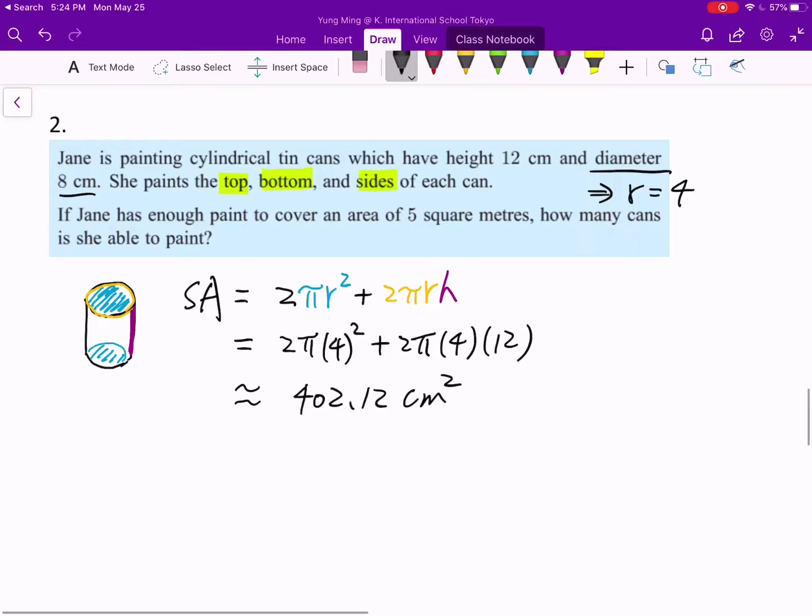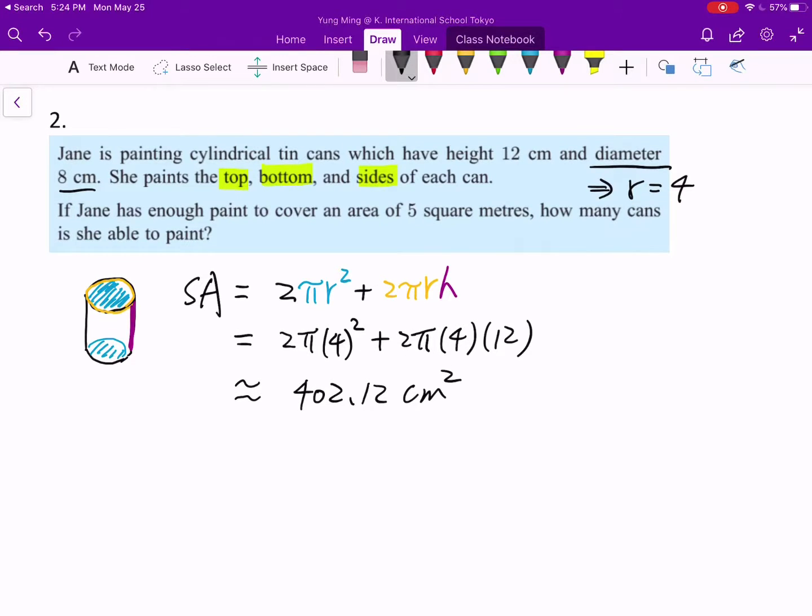But that's not it for the question, because it's saying that Jane has enough paint to cover an area of 5 meter squares. So we're asking how many cans can she paint if she's not tired at all. First of all, we want to convert, because all these units are in centimeters, but we're having meters. So we have 5 meters square to be converted to centimeters. Okay, so let's convert that.